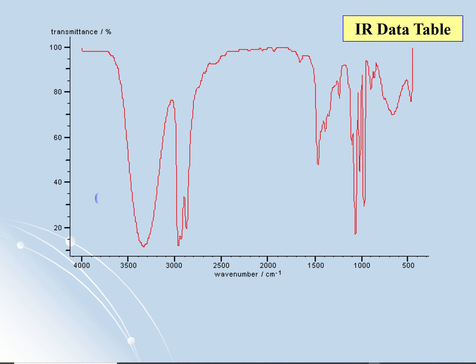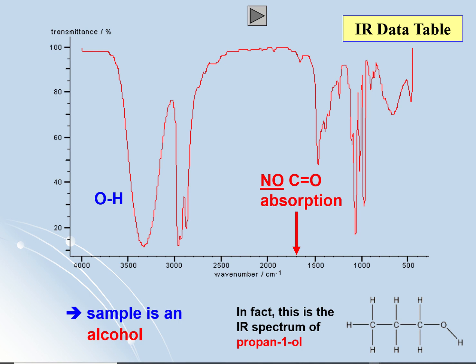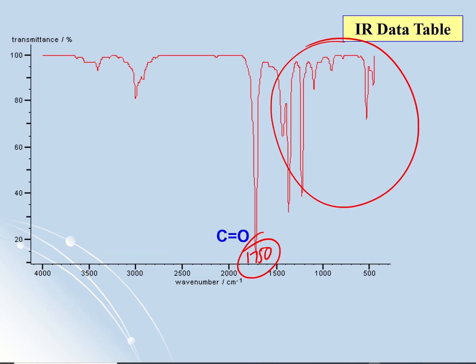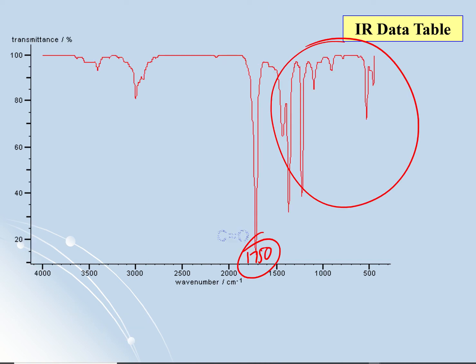Let's look at this one. Okay, so we definitely have an OH. We definitely have no C double bond O. So again, this is another alcohol. This one's in fact propan-1-ol. And again, if you go back to the ethanol from a couple of slides ago, you'll see that the fingerprint region down around 1500 is different in the two. If I just flick back to it very quickly, maybe you can see. They're not massively different, but they are different.